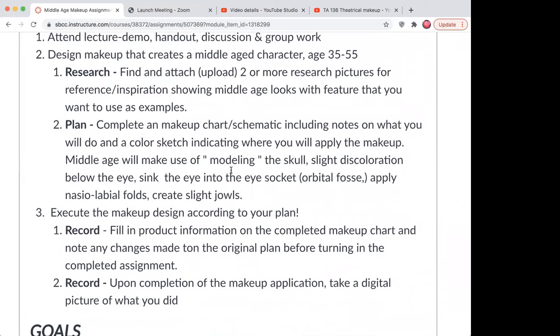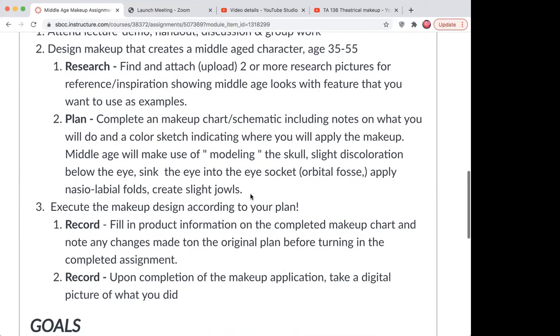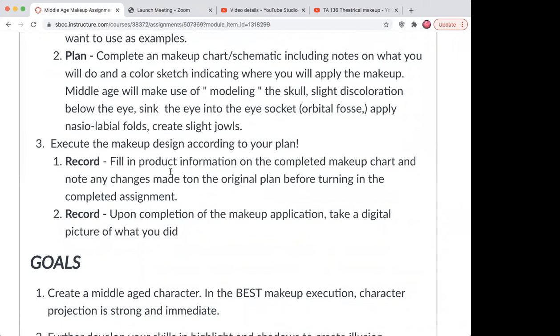You need to plan your schematic, use modeling the skull, slight discoloration below the eye, sink the eye into the eye socket, apply the nasolabial folds, and create the slight jowl. That's at the jawline. Execute the makeup, record your product information, and then record with a digital picture of what you did.